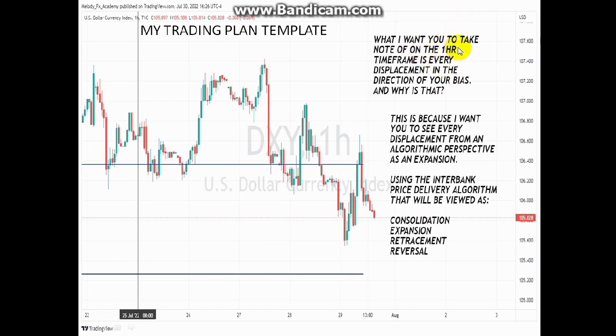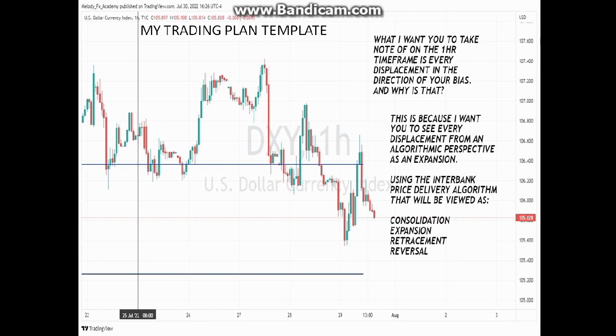Now what I want you to take note of on the 1 hour time frame is every displacement in the direction of your bias. After determining your bias and your draw on liquidity on the higher time frame, I want you to take note of every displacement. We are all familiar with the concept of displacement, right? This right here is displacement and this right here is displacement. But I want your attention to be primarily focused on the displacement that expands in the direction of your bias.